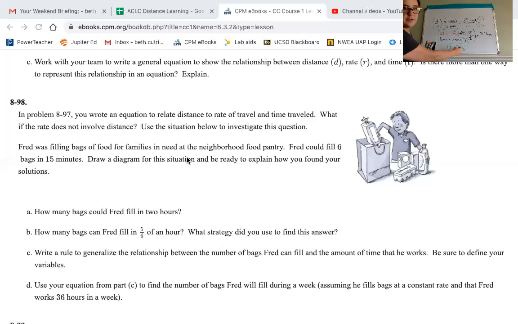Okay, use your equation to find out the number of bags during a week. 36 hours a week. So we're just gonna put a 36 in for our time. 24 times 36 hours. Now that sounds like a lot of bags. Finally, he's making some money. Oops. 24 times 36. What? Okay, that first one wasn't right. 864. 864 bags. That sounds kind of monotonous, doesn't it?